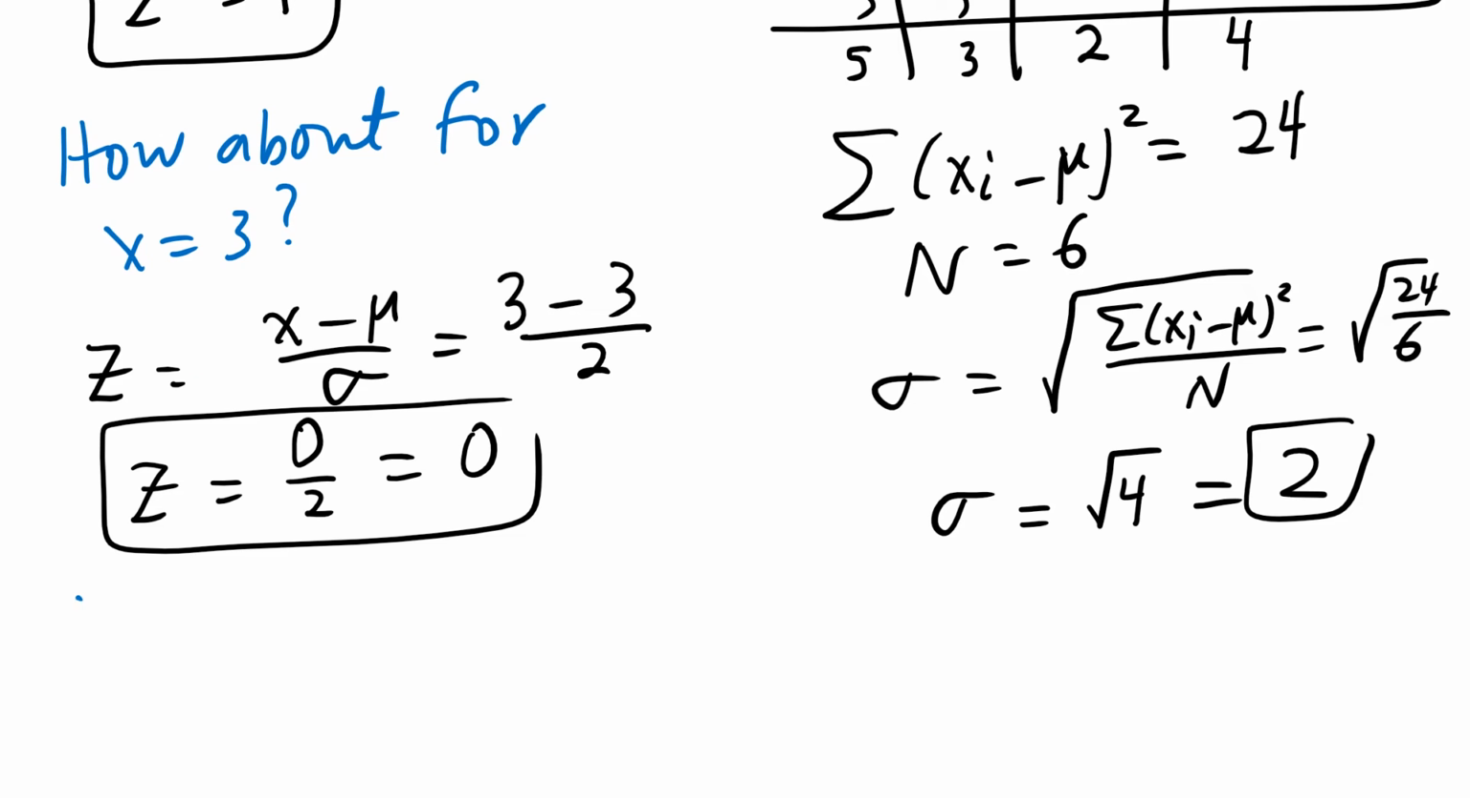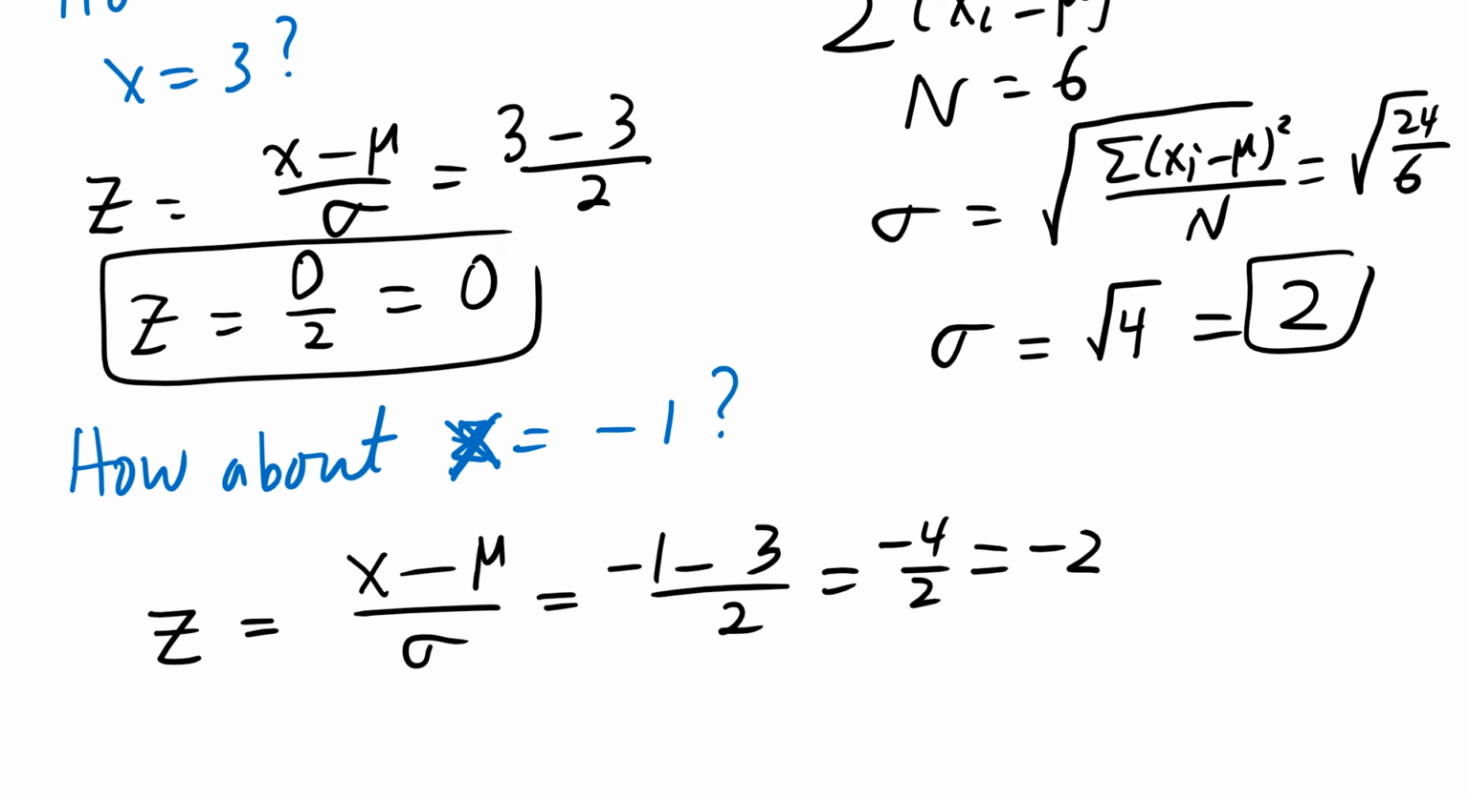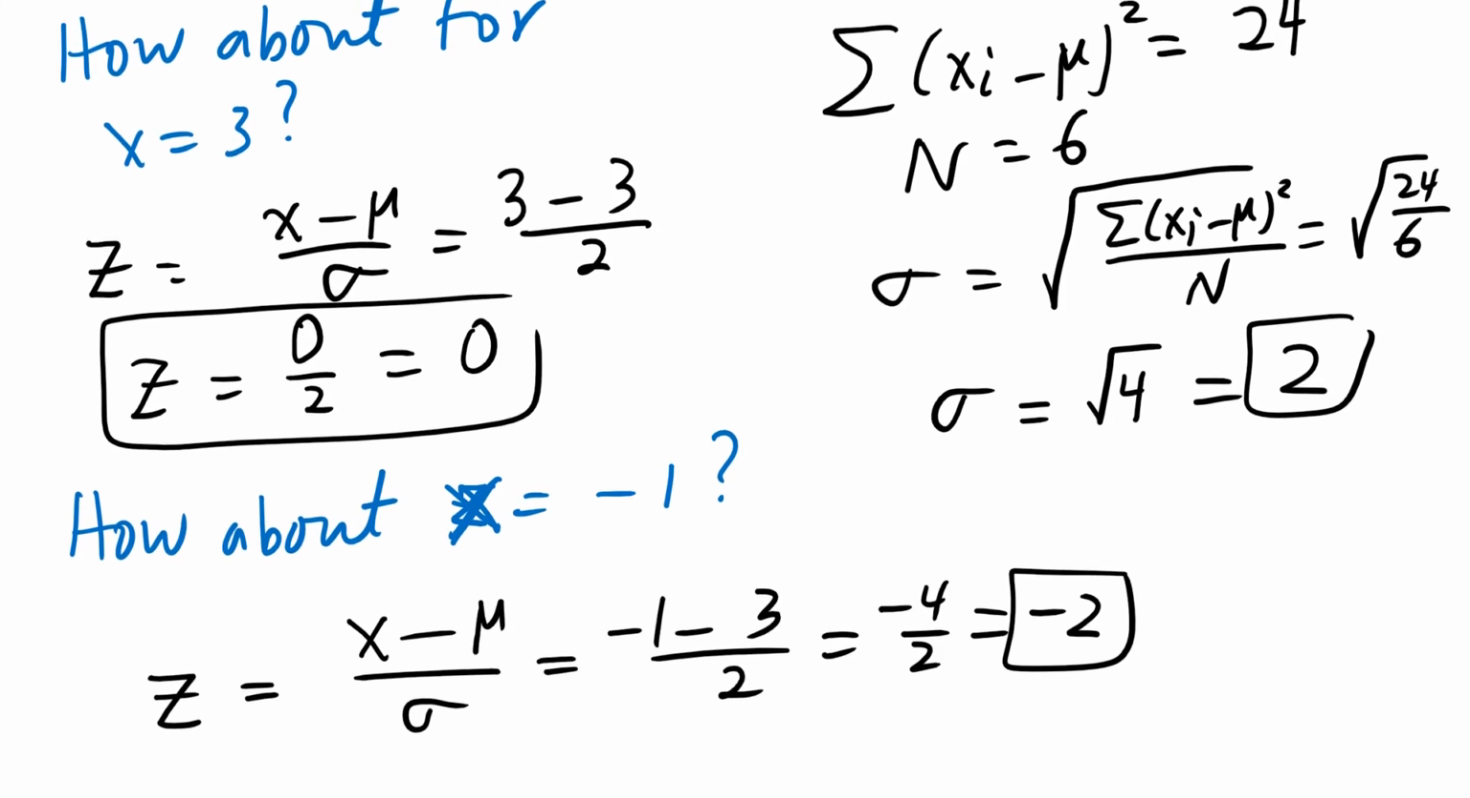How about x equals -1? We need to find the z value. The z value is x minus mu over standard deviation. x is -1, minus 3, over 2, that's negative 4 over 2, and that's negative 2. So notice what I did. The first value I got was 1, the next one 0, the next one negative 2.